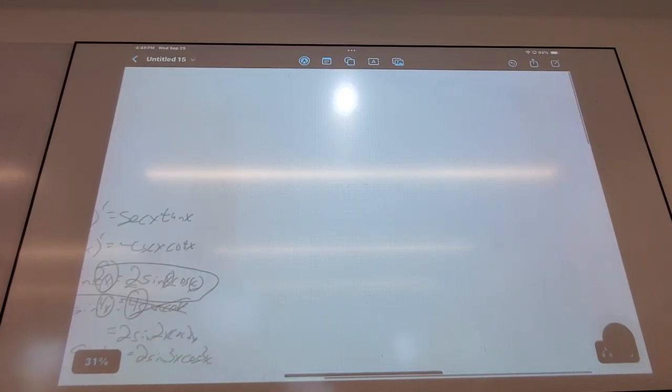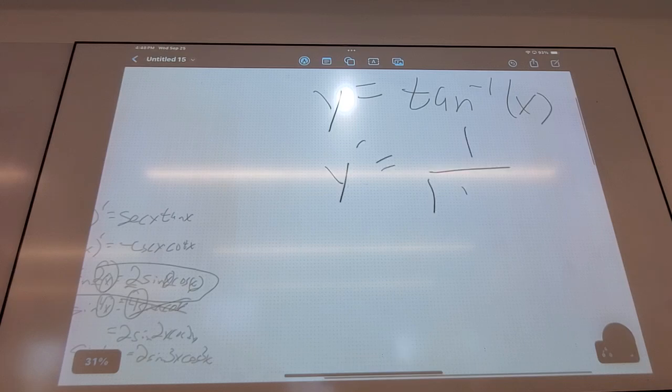So let me put it up here. If I've got inverse tangent, its derivative is 1 over 1 plus x squared. So I can do exactly the same thing for all of the other trig functions. I want you to do one of them, and then we'll talk about what the rest of them probably must be.